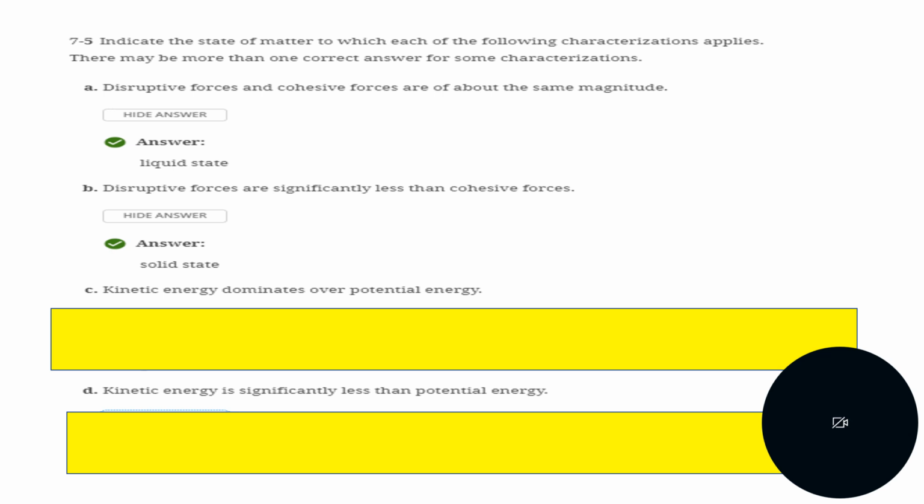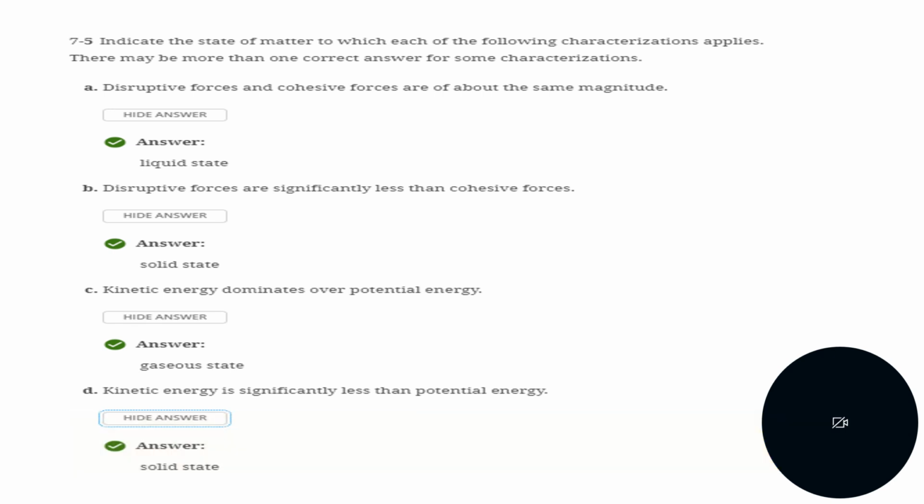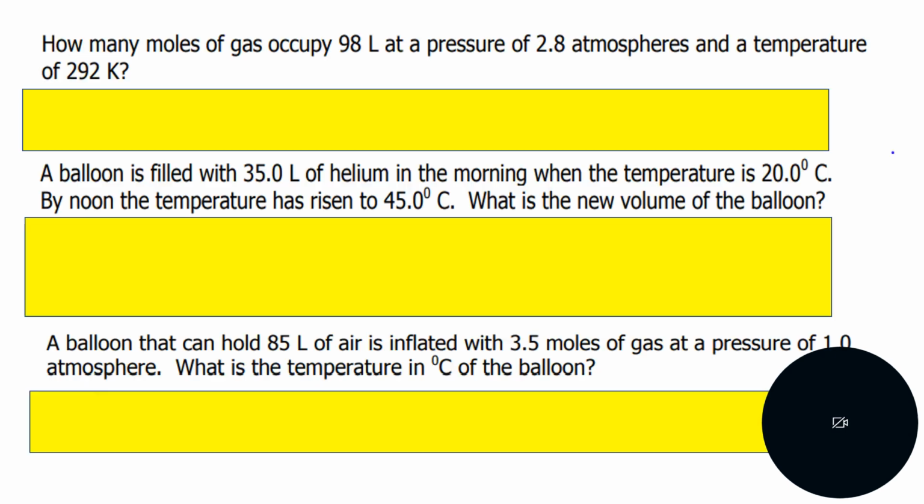Kinetic energy dominates over potential energy. We're looking for the gaseous state. Particles are moving extremely fast in random motions. And for D, the kinetic energy is significantly less than the potential energy, and for this one we would be looking for a solid state. Not much kinetic energy moving. Those molecules are very, very stationary, maybe vibrations taking place.